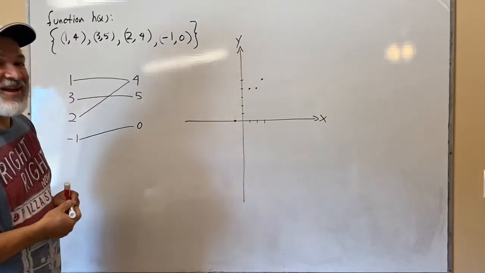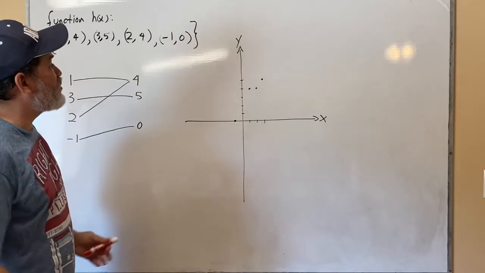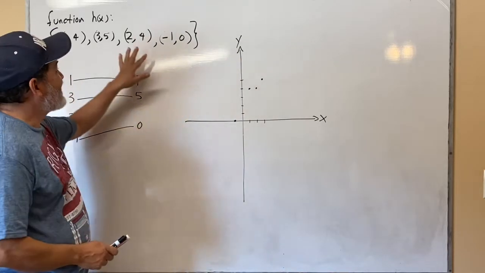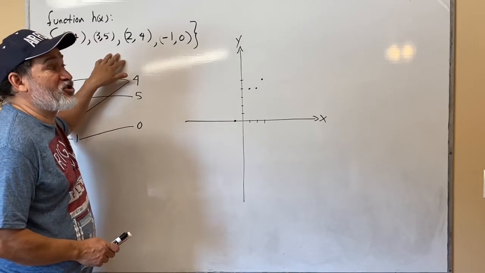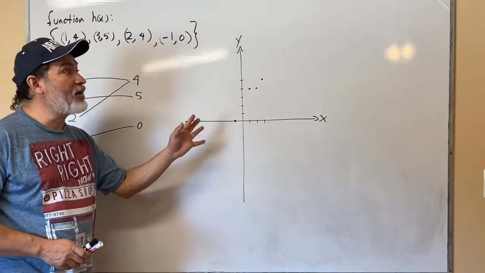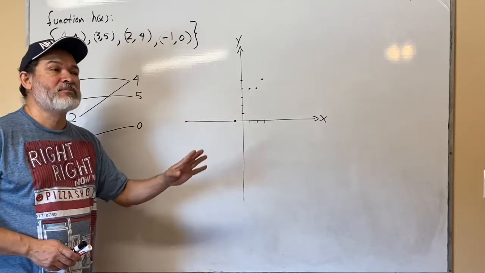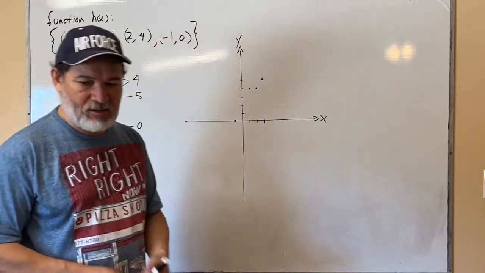And you see, it passes the vertical line test. By the way, do not connect the points because this is not an equation. These are just points on the xy plane. You don't connect them. It's like a scatter plot. Okay.